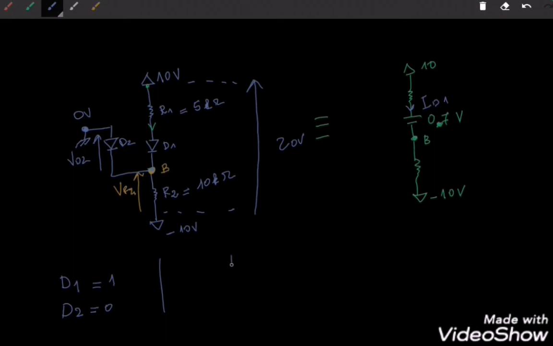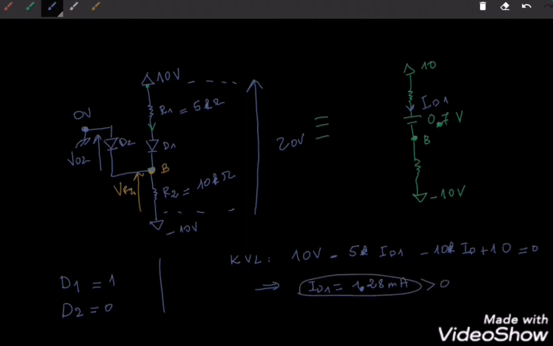So the Kirchhoff's voltage law will give me 10 volts minus 5 kilo ohms ID1 minus 10 kilo ohms ID2 plus 10 volts. This is equal to 0. So this would give me ID1 equal to 1.28 milliamps. So ID1 is positive, which means that the diode 1 is conducting, so this assumption is correct. If, for example, ID1 is negative, then this assumption of diode 1 is conducting would be simply wrong.